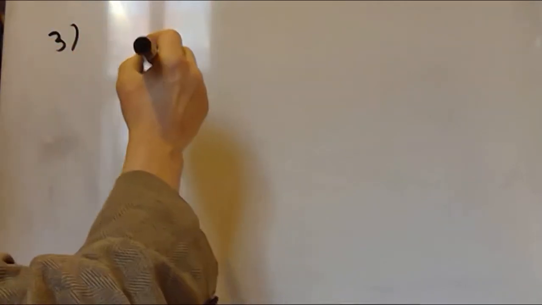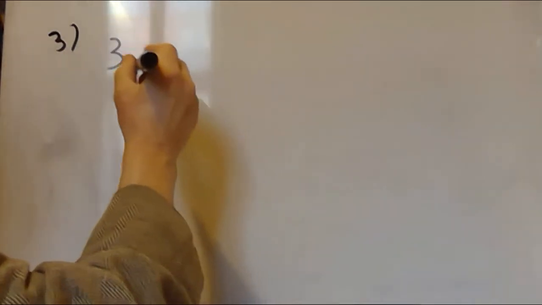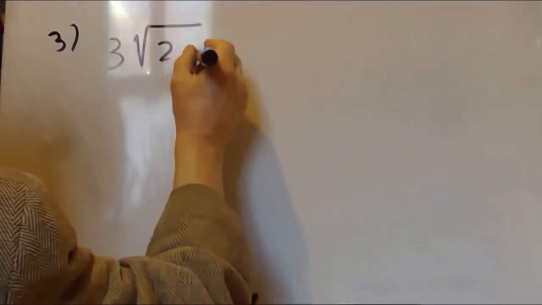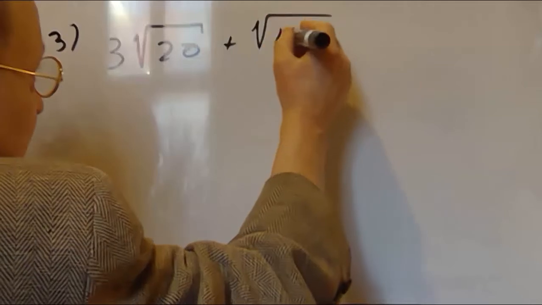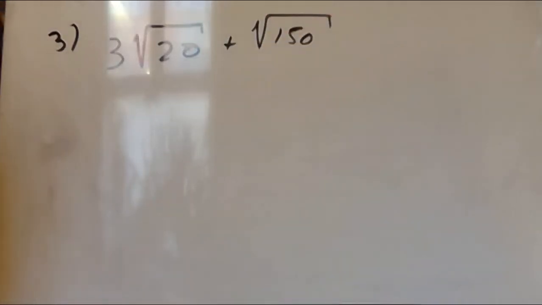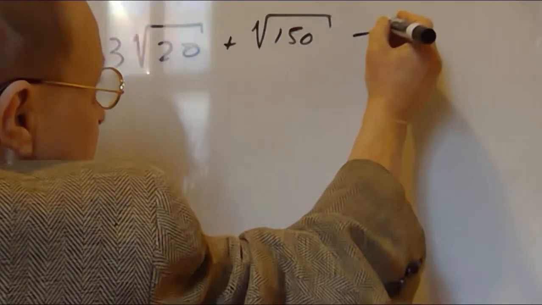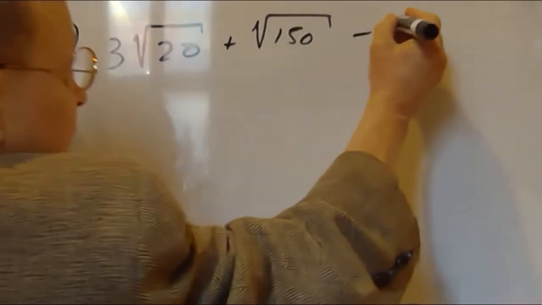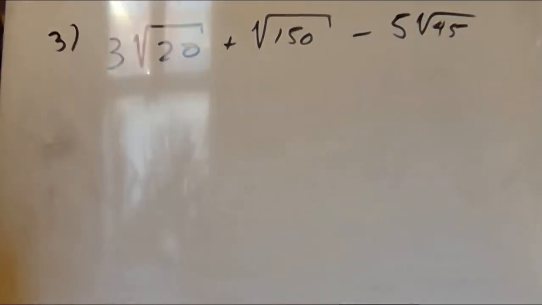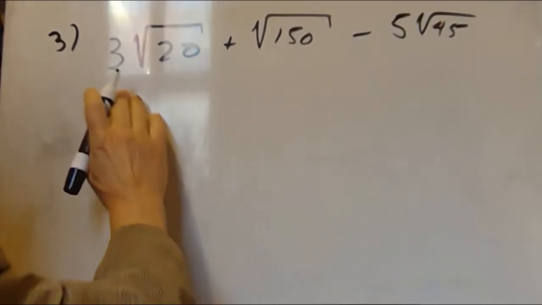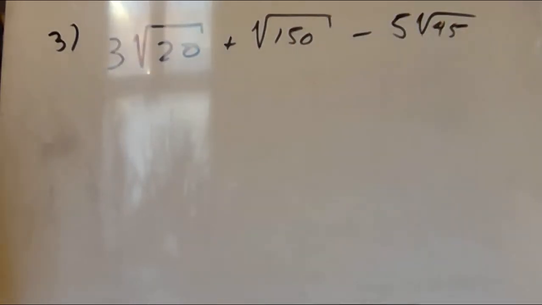In example 3, we have 3 square root of 20 plus square root of 150 minus 5 square root of 45. So now what we're going to do is look to see if we can simplify these.